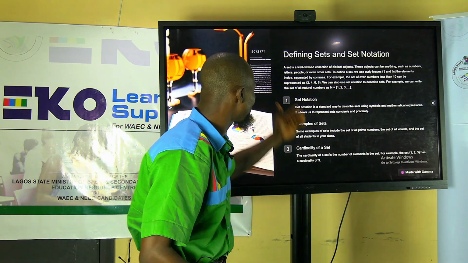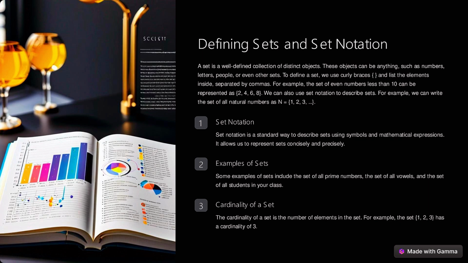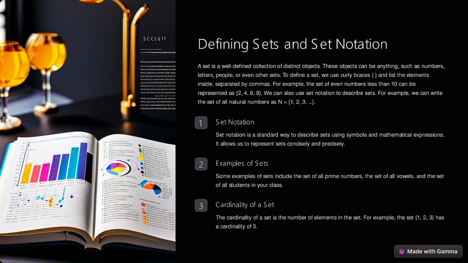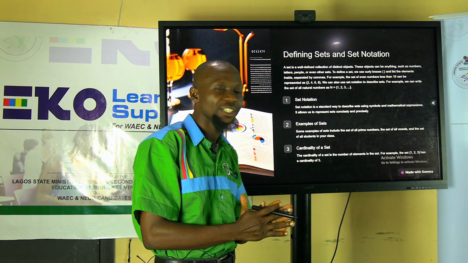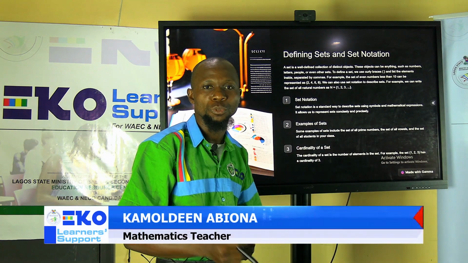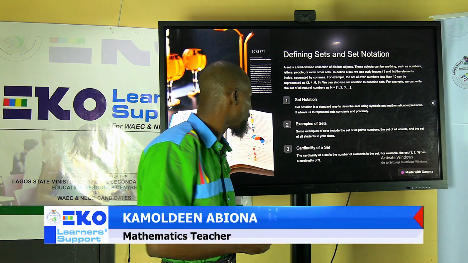So we have defined sets before. We have talked about notation of sets, set notation. We have also given examples of sets, and we have mentioned cardinality of sets. That's the number of elements in a set. So in Venn diagram, we'll be making use of cardinality of sets.